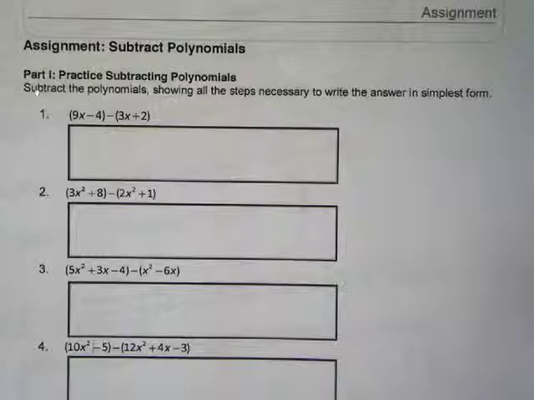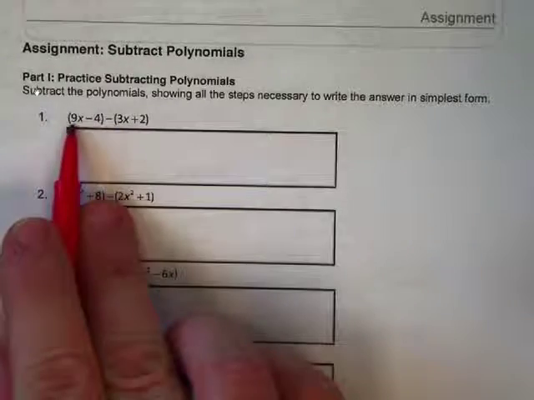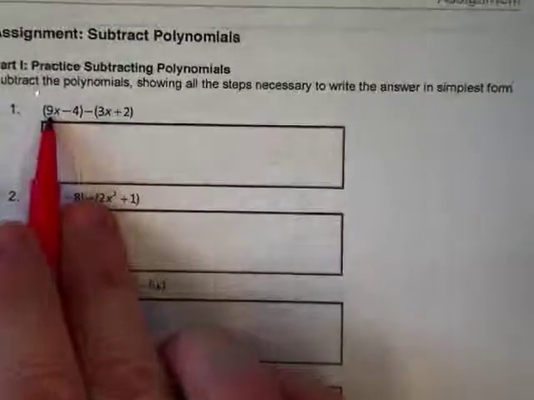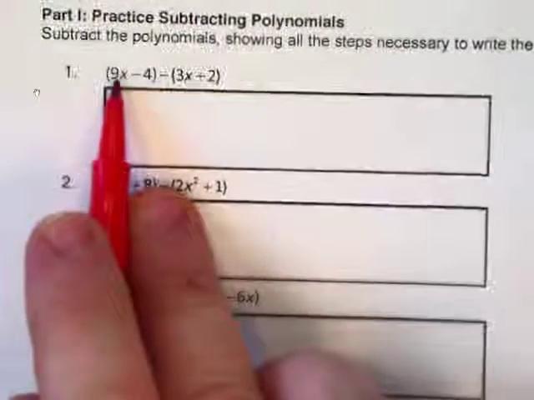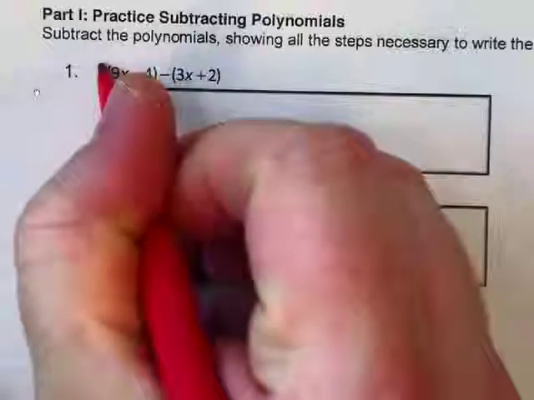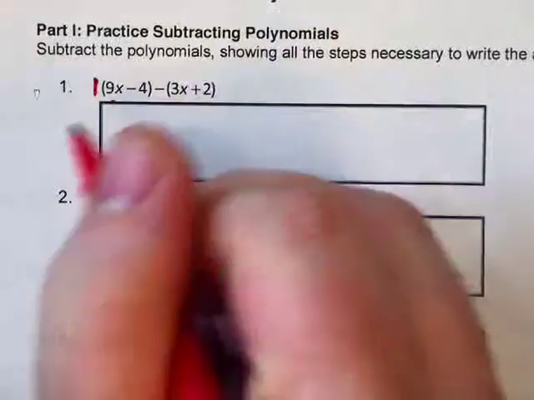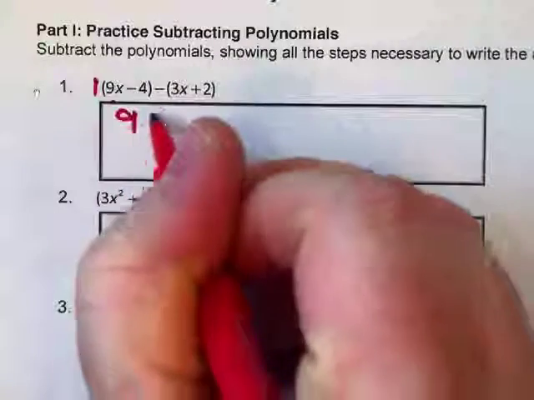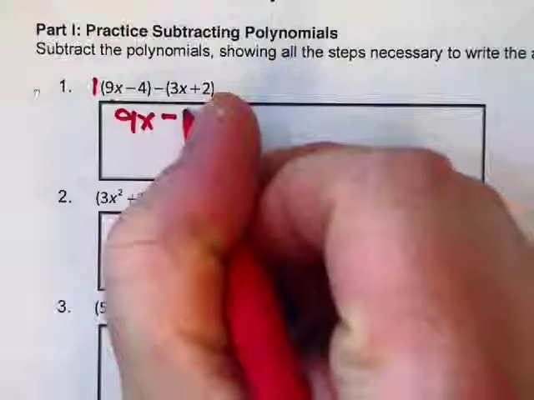And I'll show you what I mean here with number one. If I have this parentheses right here. Let's zoom in so it's a little easier to see. So we have this parentheses. It's the same thing as saying 1 times all of those. So 1 times 9x is just 9x, and 1 times negative 4 is still negative 4.